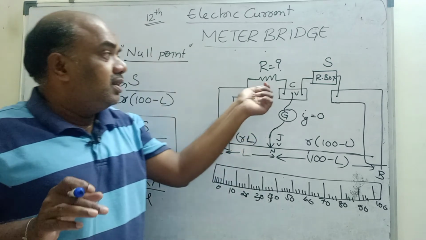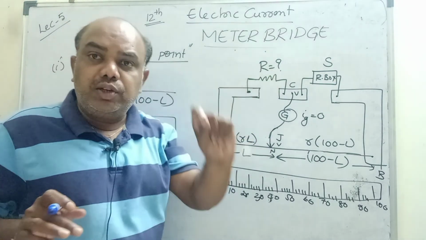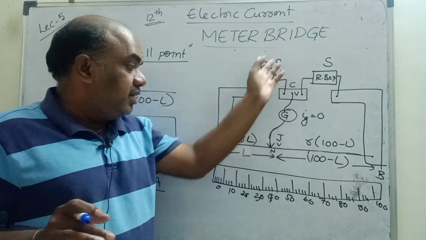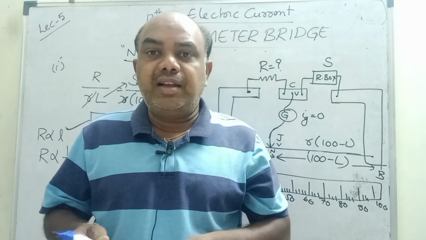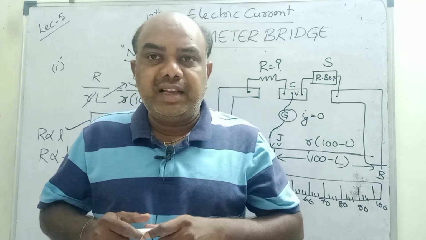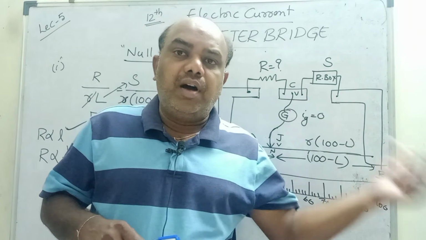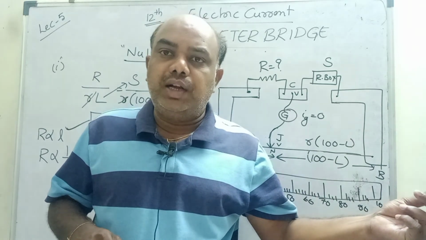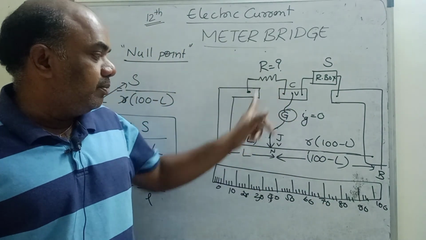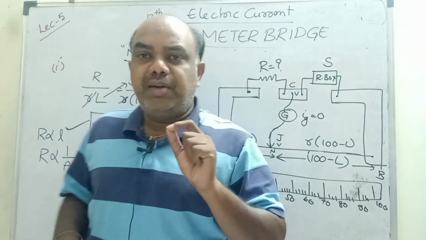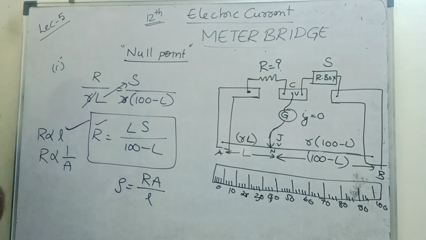You can also observe that if you change this resistance, then the balance changes. Why? Because this ratio will change. The null point automatically changes, and the L value and 100 minus L value also change. If this alters, the resistance value also alters. With the help of this principle, the balanced Wheatstone bridge, this by this equal to this by this, you can find the resistance of the unknown conductor as well as the resistivity and the laws of resistance. Understand, children? Please note down.